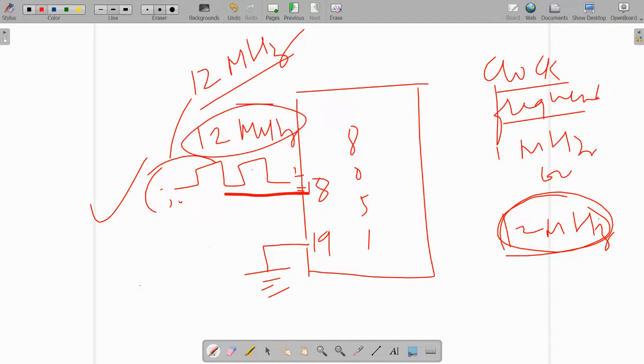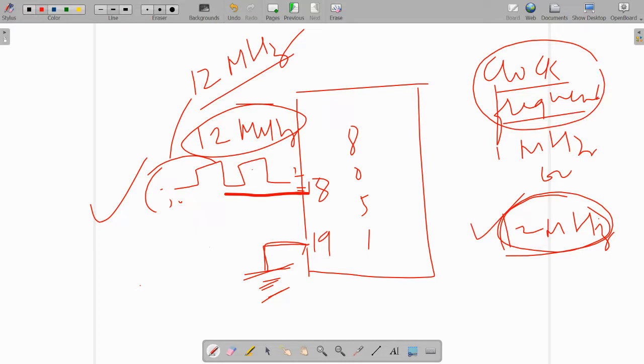So if I'm not interested in the quartz crystal, if I do not want to connect 30 picofarad, then directly connect an external clock of 12 megahertz to pin number 18, and directly ground pin number 19. In that case you will be giving a clock frequency of 12 megahertz.